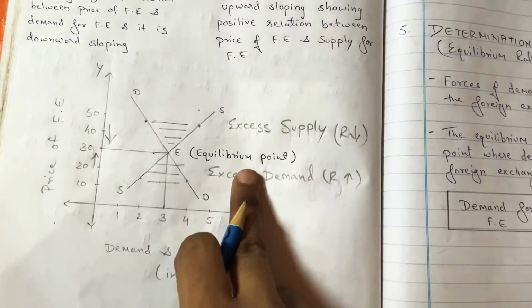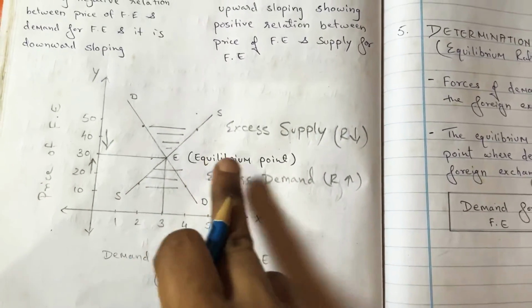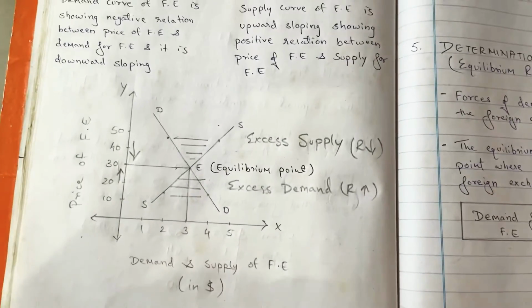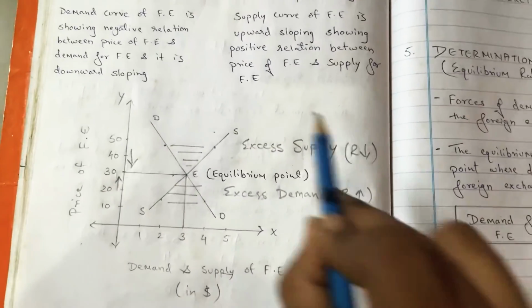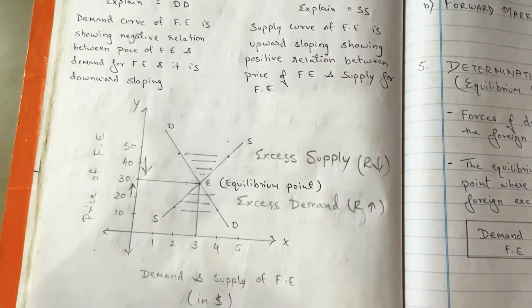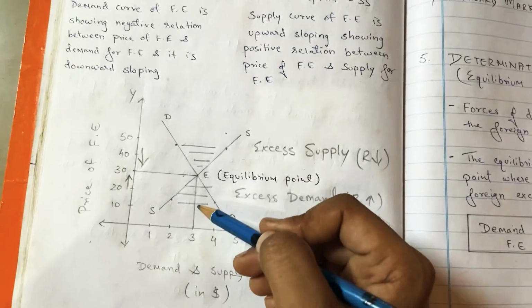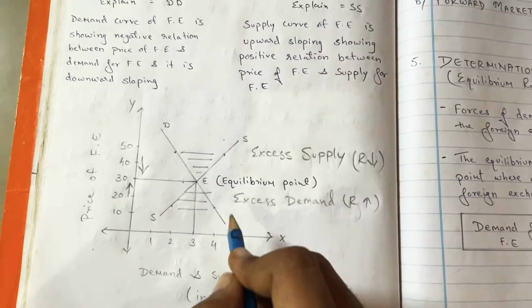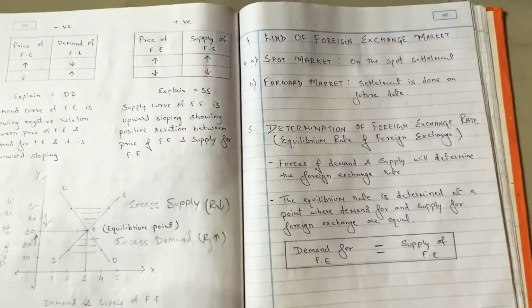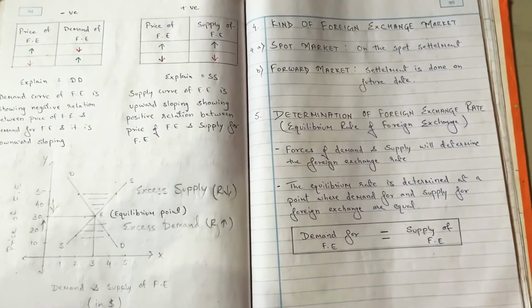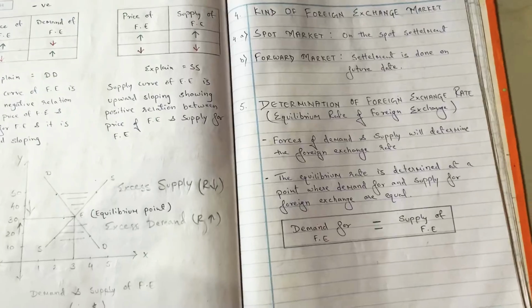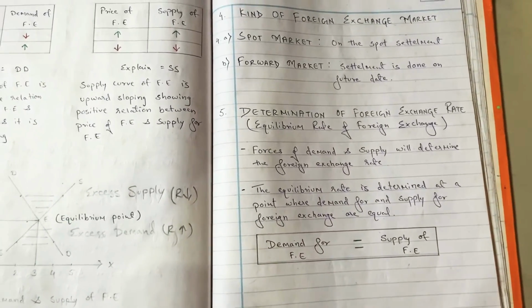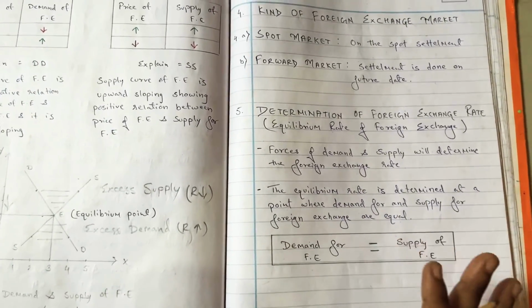This is your point of intersection, that is the equilibrium point, and this is the whole determination of foreign exchange. This is how the demand and supply will determine your foreign exchange. So you can refer to these notes for your answers. Now we have understood that with demand and supply, the foreign exchange gets determined.